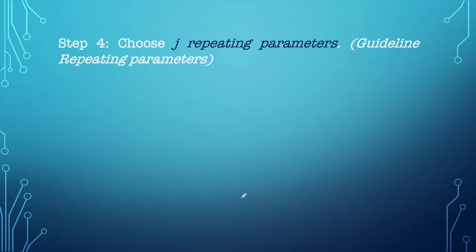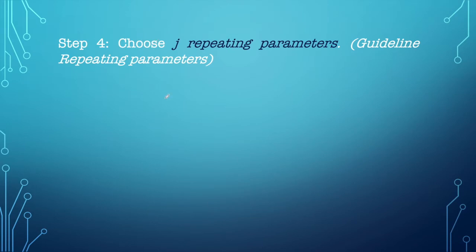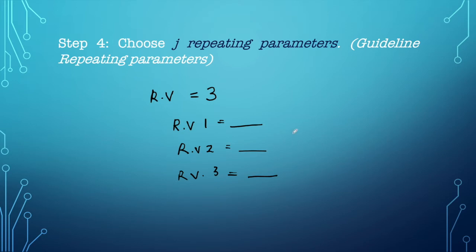Okay, so J repeating variables, the number of repeating variables is the same as the number of J. Now you know that J is 3, where we have dimension M, dimension L, and dimension T. We have J equal to 3, therefore you have to choose 3 repeating variables: repeating variable 1, repeating variable 2, and repeating variable 3. So in this question, we know that the repeating variables are rho, u, and d.